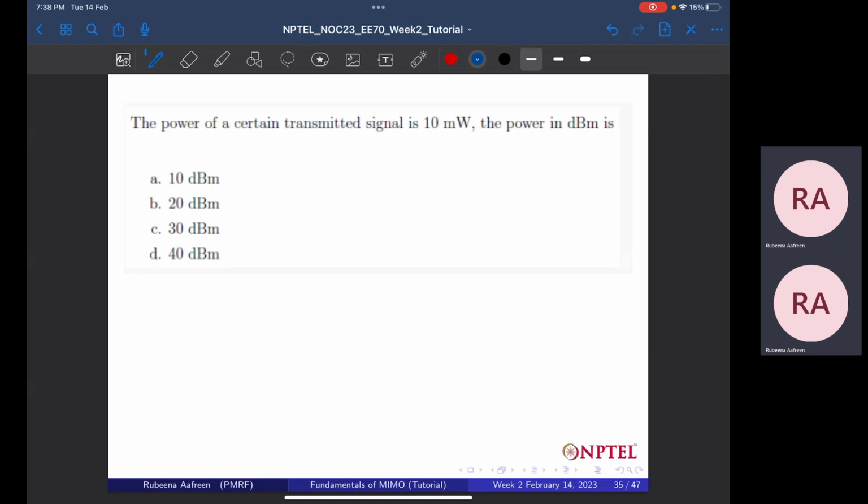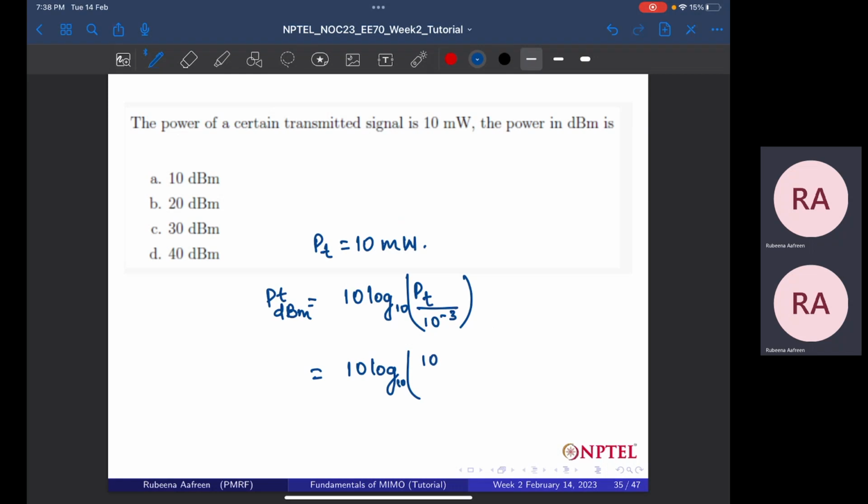Now here the power of a certain transmitter signal is 10 milliwatt. So PT has been given as 10 milliwatt. The signal power in dB is given by 10 log to the base 10 of PT. But if we have to find it in dBm, then it will be 10 log of PT divided by 10 to the power minus 3. Now in this case, we have the signal power as 10 milliwatt, which is equal to 10 dBm. This would be the answer.